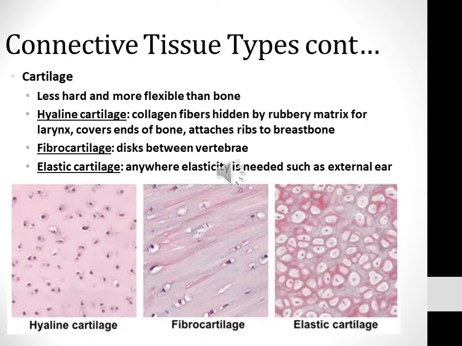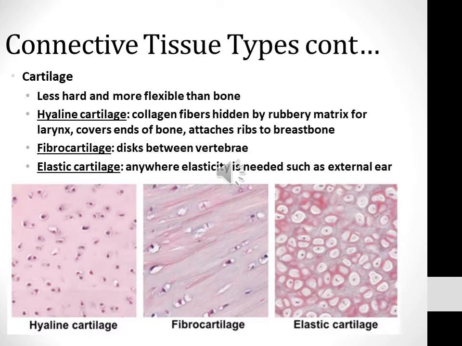So we'll start with our hyaline. These are going to line the joints. They're kind of known as articular cartilage. And you have things like the tip of your nose, connecting your ribs to the breastbone, or from your ribs to your sternum. Your tracheal rings, the larynx, those are all hyaline.